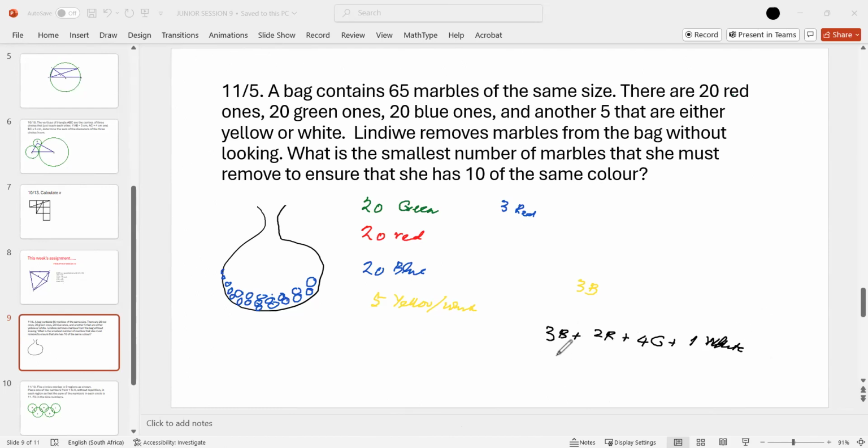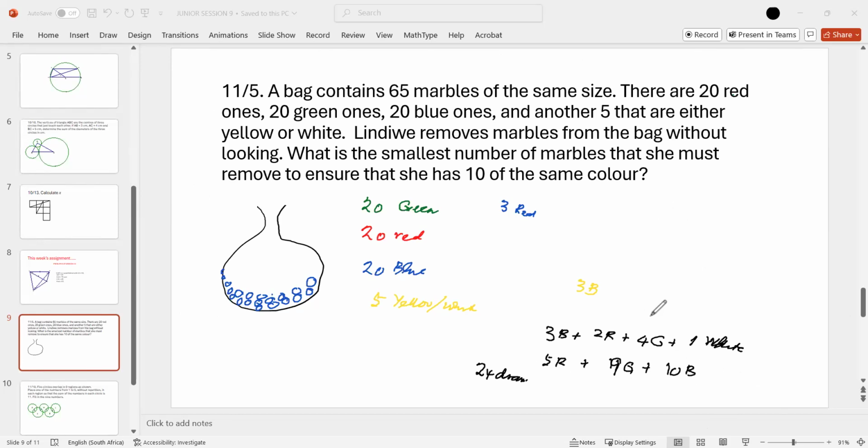But she could have had 5 red, and then 11 green, and then she lands with 10. No, not 11 green, 9 green, and then 10 blue. She could have come to this situation. In this case, she'll make 24 draws. And she's guaranteed, not guaranteed, she has 10 of the same color.